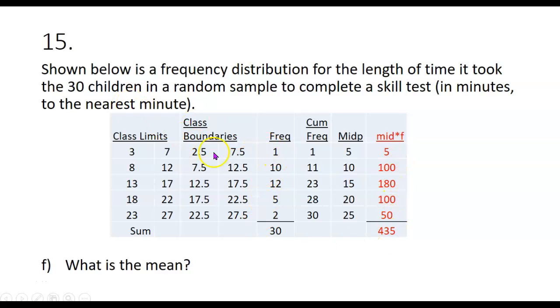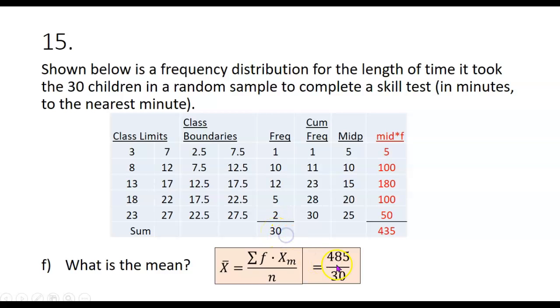I also need to know what the frequencies add up to if I didn't already know that that was 30. And then the mean for a grouped frequency distribution is the sum of the frequency times midpoint column divided by the total frequency. So here that would be 435 divided by 30, which is 14.5. So the mean or average amount of time it took to complete the skill test is 14.5 minutes.